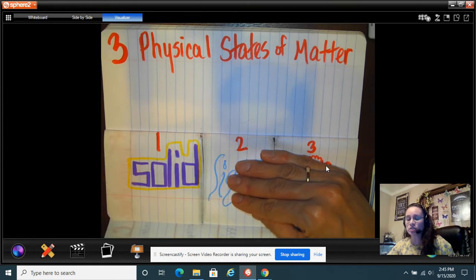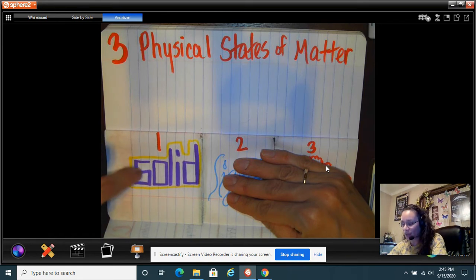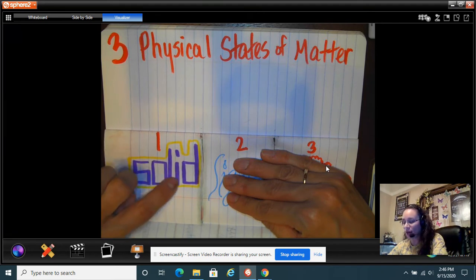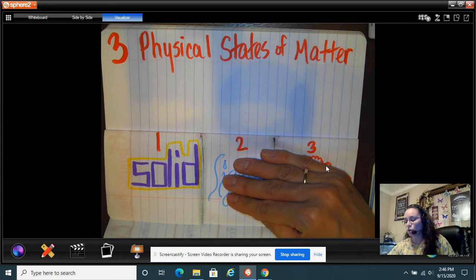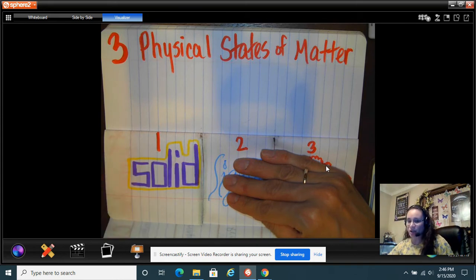The first physical state is a solid. And notice what I use my artistic talent to work smarter, not harder. Okay. Instead of writing the definition of solid, I actually drew what a solid has, writing the word solid. So if you notice my S is kind of square like, so is the O, the L, the I, and the D. Okay. So if it's a square like solid, it's a solid.